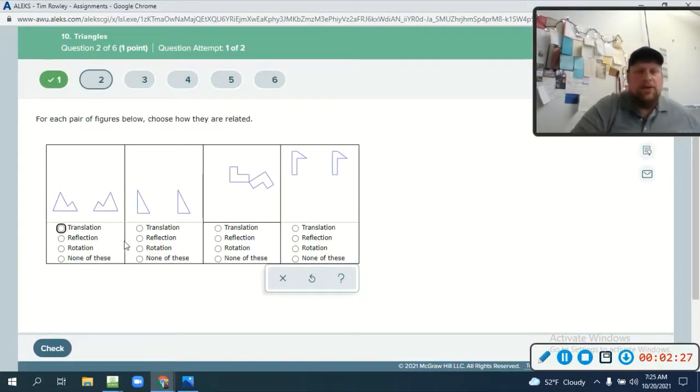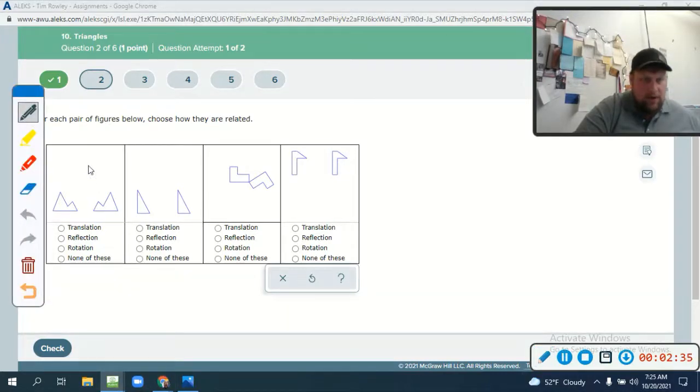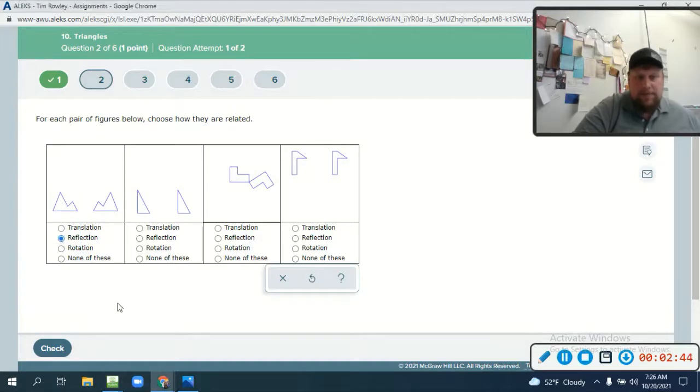Right here, guys, now we're talking about, remember when we talked about translation, reflection, and rotation a couple of weeks ago? Well, what does it look like is happening here? And I can use some tools to help draw there. It looks like if we were to draw a line right down the middle, it mirrored itself. Now, clearly my line's not great. But that would clearly be a reflection.